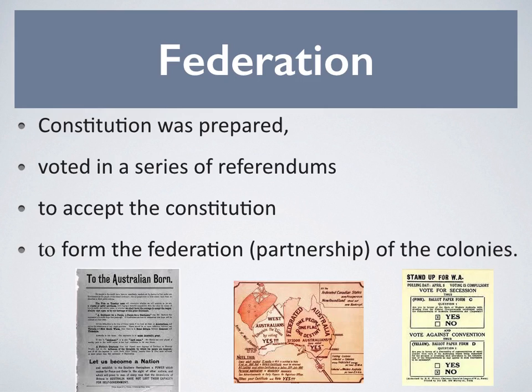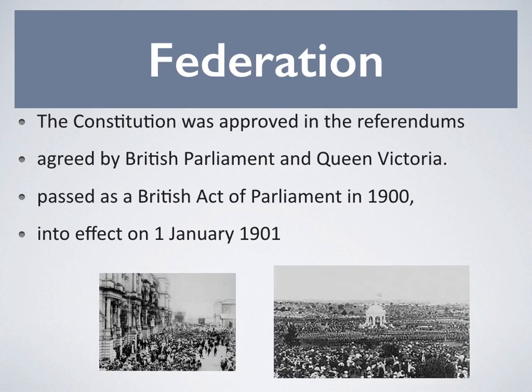So for Federation, the Constitution was prepared. It was voted on in a series of referendums in each of these 6 colonies to accept the Constitution and to form the federation or the partnership of the colonies. And you can see the voting slips down there on the right and some of the advertisements. So the Constitution was approved in the referendums. It was agreed by the British Parliament and Queen Victoria and was passed as a British Act of Parliament in 1900, so it actually came into effect on the 1st of January 1901. You can see, I think that's what they call Centenary Square in Sydney.